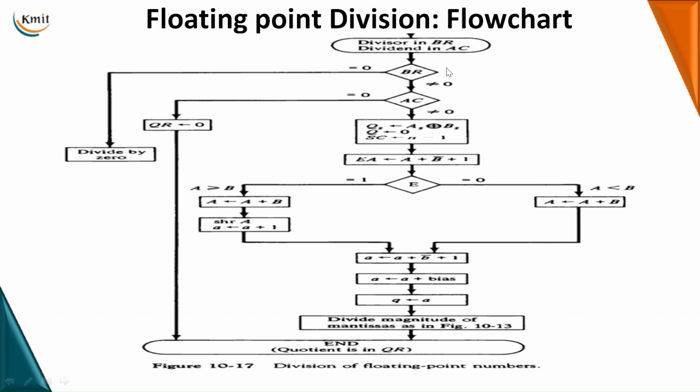The first step is to check for zeros, where you are going to check if any of your operands AC and BR is a 0. If none of your operands is a 0, we go to the next step, where you are going to initialize the registers and evaluate the sign of your quotient. And the third step is aligning the dividend.